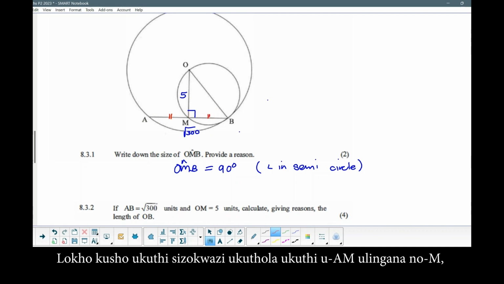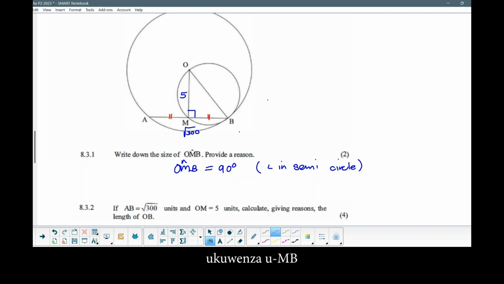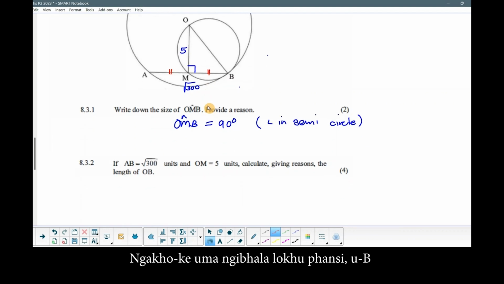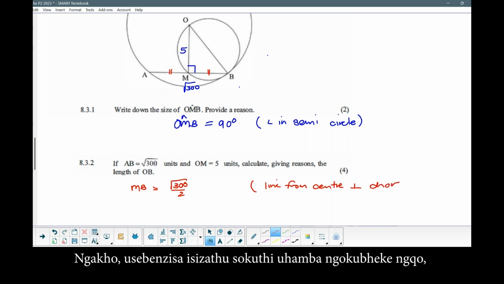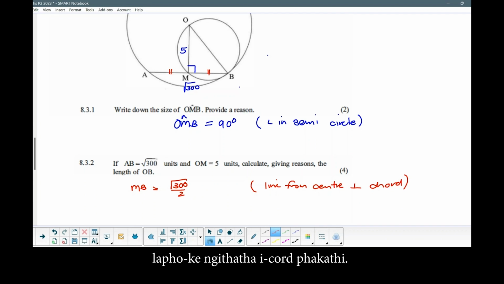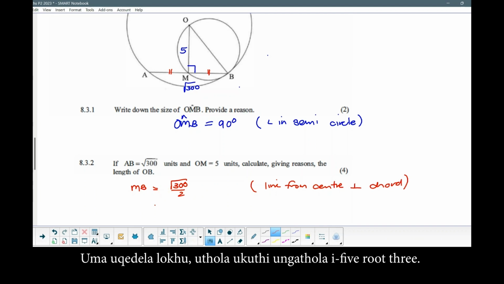So we can safely deduce that AM is equal to MB, making MB equal to half of the square root of 300. So if I write that down, MB is equal to the square root of 300 divided by 2, and the reason is line from center perpendicular to chord. So you've used the reason that it's perpendicular. That's why I can cut the chord in half. If you simplify this, you end up with 5 root 3.